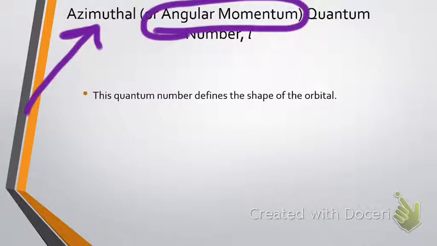So unlike what you probably learned in high school, not all of the orbitals are going to be round. Okay, we're going to find out there are types of orbitals that are round, but not every single one will be round. And so the way that you can find out what shape the orbital is is based off of its angular momentum quantum number, and its symbol is lowercase l.